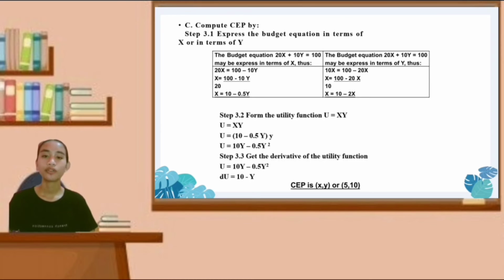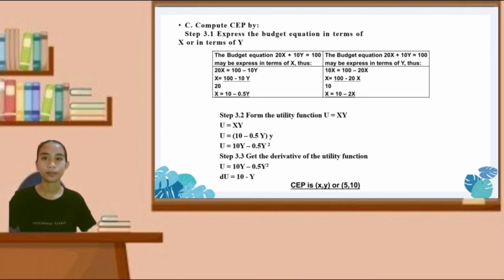Step 3.2. Form the utility function U is equal to xy. Get the value of x and y in step 3.1. As you can see in the PowerPoint, you just need to apply the number from 3.1. U is equal to xy. U is equal to (10 minus 0.5y) times y. U is equal to 10y minus 0.5y squared. 10 has the y and 0.5 has y squared because we multiplied it by y.